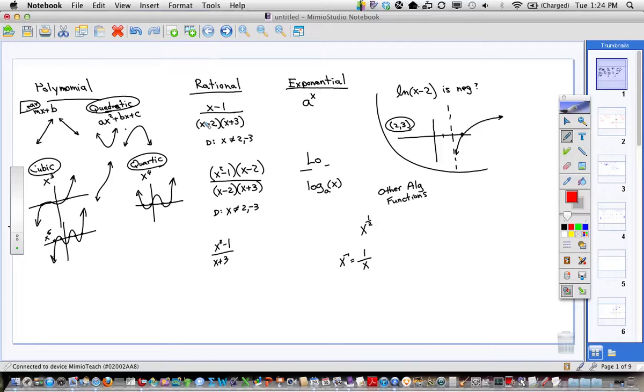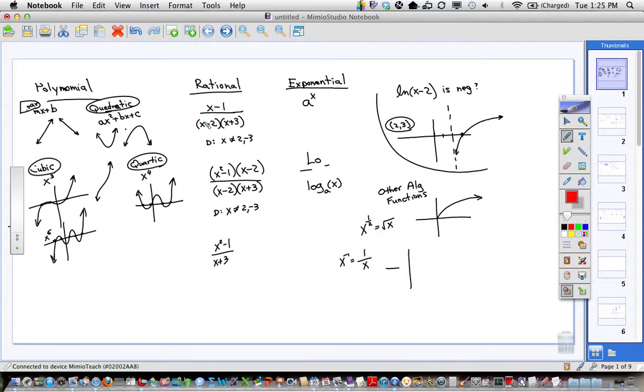So x to the negative 1 or x to the 1/2, which of course would be the same as square root of x. Well, square root of x is just the top half of a sideways parabola. If you remember, sideways parabolas was x equals y squared, right? X equals y squared. Square root of both sides, you get plus or minus square root of x. Plus would be on the top half, negative would be on the bottom half, just like the circle. So the square root of x function is that.